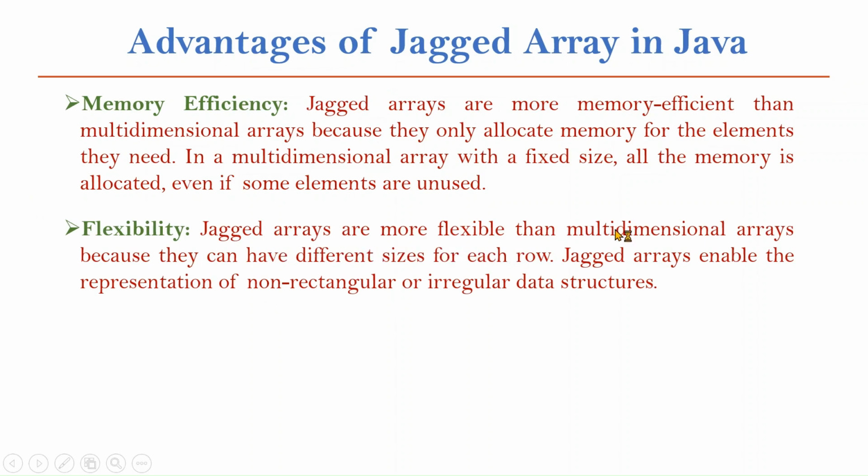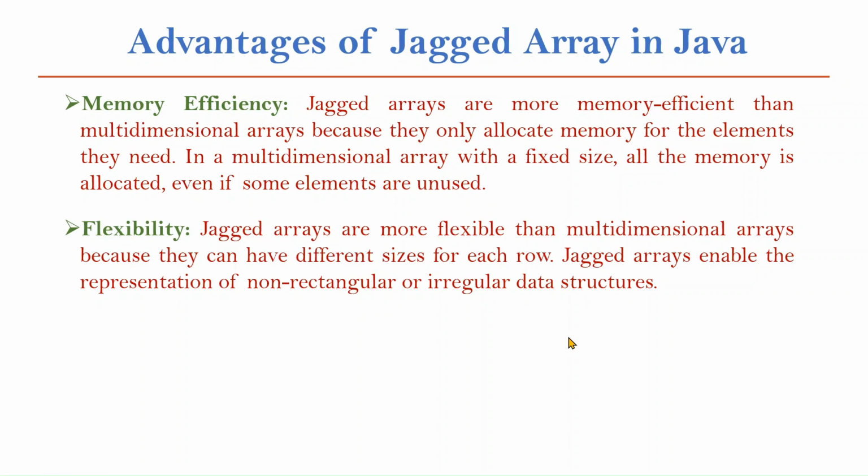Jagged arrays are more flexible than multi-dimensional arrays because they can have different sizes for each row. Jagged arrays enable the representation of non-rectangular or irregular data structures. So in the previous slide, you have seen that when you go for a two-dimensional array, it is a rectangle, or the number of columns has been fixed for every row. But when you go for jagged arrays, it's not fixed.